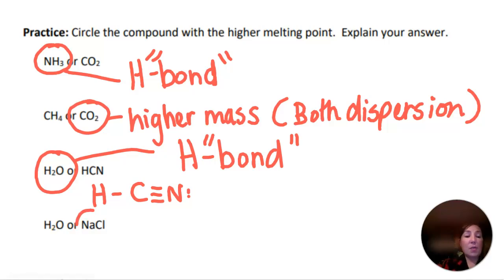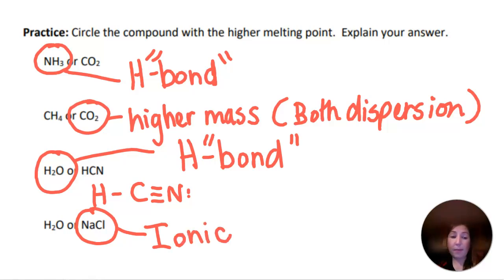H2O or NaCl, well, sodium chloride, of course. Ionics always win. They have full-on pluses attracted to full-on negatives. That's how I think of it.